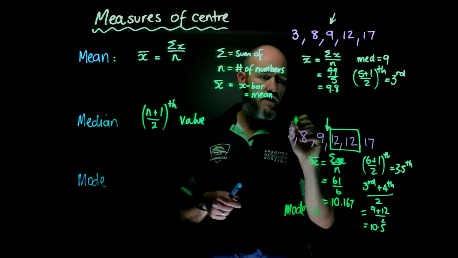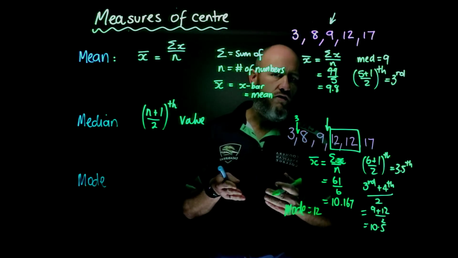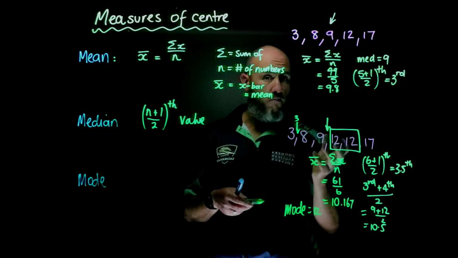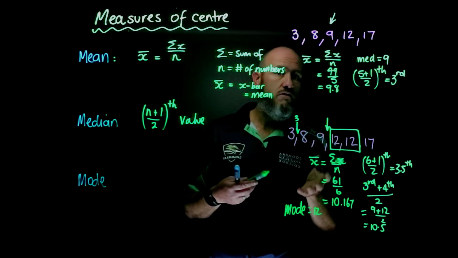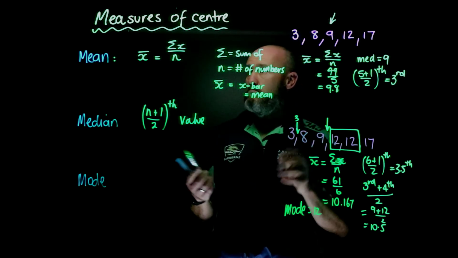Now if this data set had an additional 3 in here, well, it would be called a bimodal data set. So just be wary that you might see a data set with 2 modes, and that's called bimodal. Of course, if there's 3 modes, it's called trimodal, and so on. So there's some measures of center.